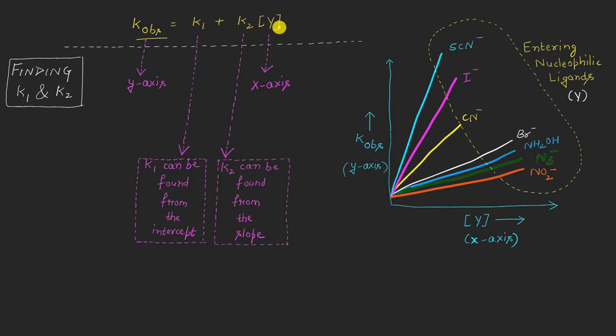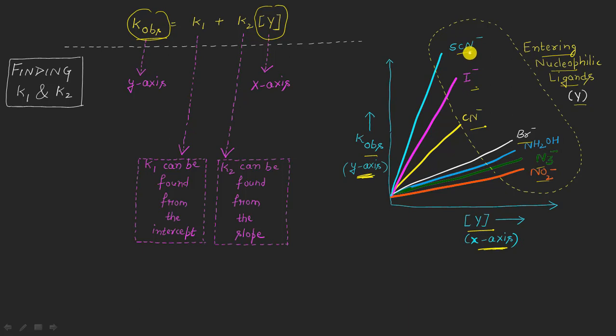Now if we draw a graph between K observed, which I am taking on the Y axis, and the concentration of Y, the entering ligand, which I am taking on the X axis, then for different kinds of entering nucleophiles, I mean different kinds of Y, we may have this type of graph. You can see that for different entering nucleophiles, such as the iodide ion, cyanide ion, bromide, nitrite, nitrate, as well as thiocyanate, we will have this type of graph here.